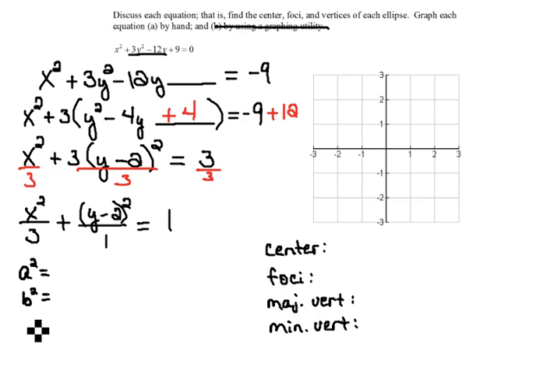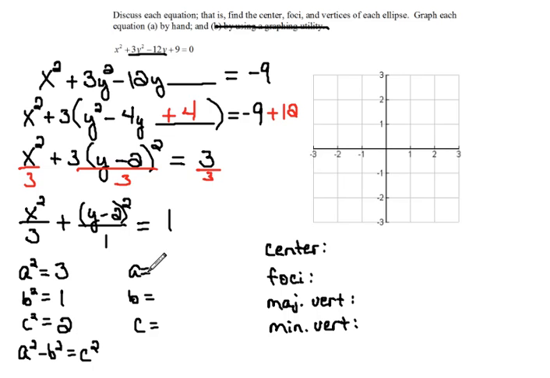We can go ahead and list out all of our important parts, the a squared, b squared, c squared, the a, the b, and the c. Now remember, a squared is always going to be our largest number here because it's along the largest side. So that tells us that 3 is the a squared and 1 is the b squared. And if you'll remember, we have that relationship between a squared, b squared, and c squared. That relationship is a squared minus b squared equals c squared. So 3 minus 1 equals 2.